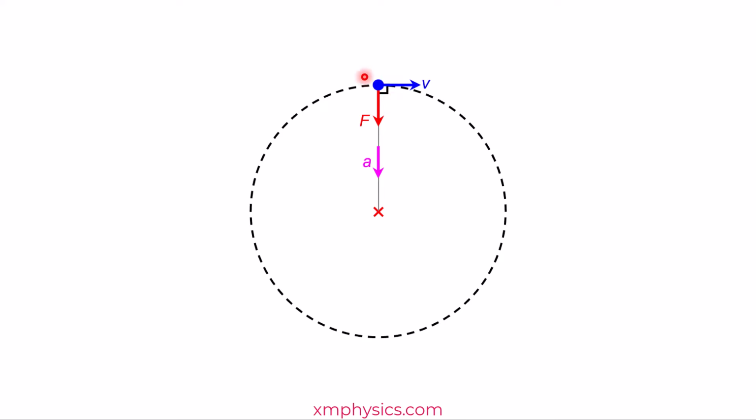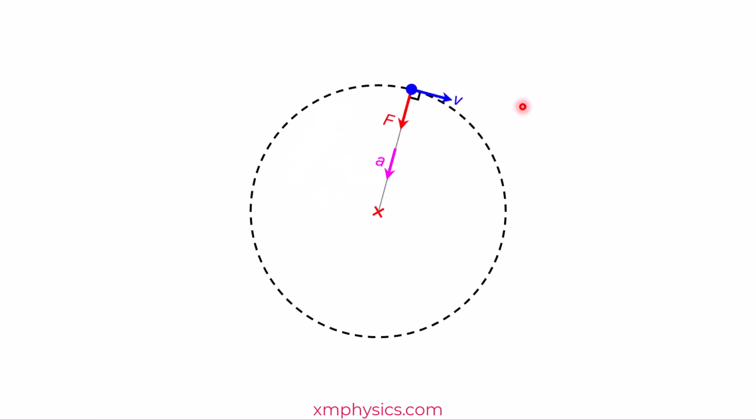Hello people, we have here an object doing a uniform circular motion. So is there a net force acting on this object? Definitely, because according to Newton's first law, if the net force is zero, this object should be traveling along a straight line at constant speed.